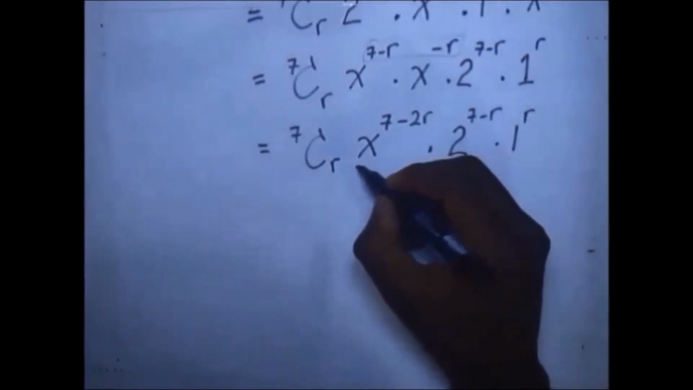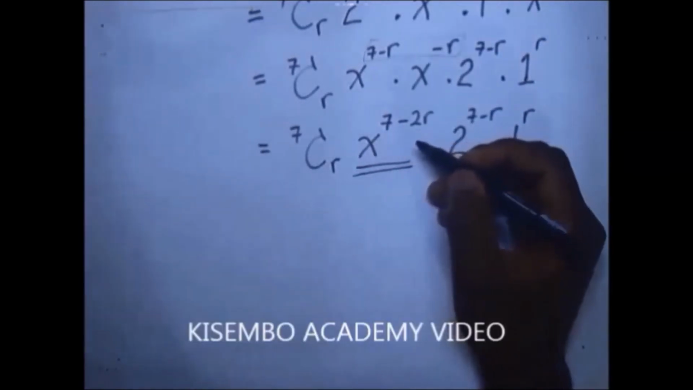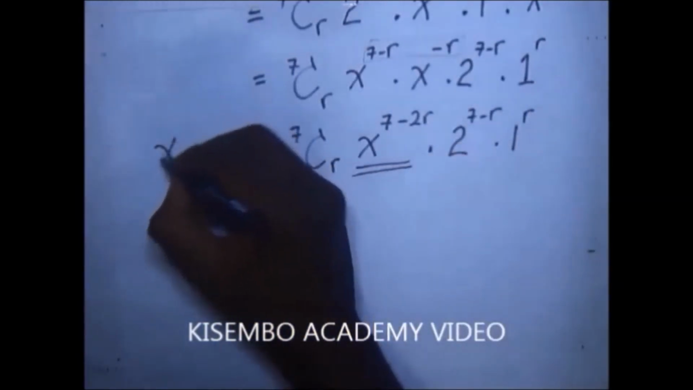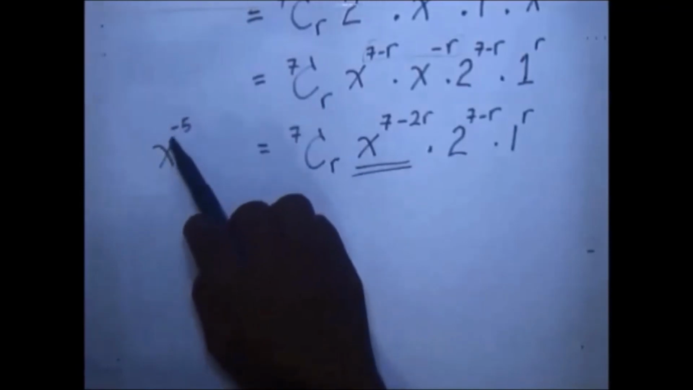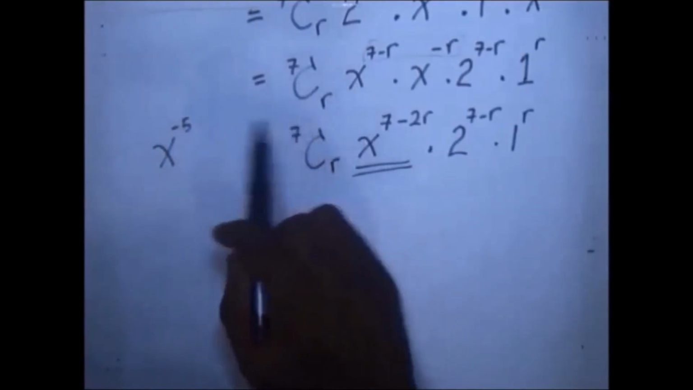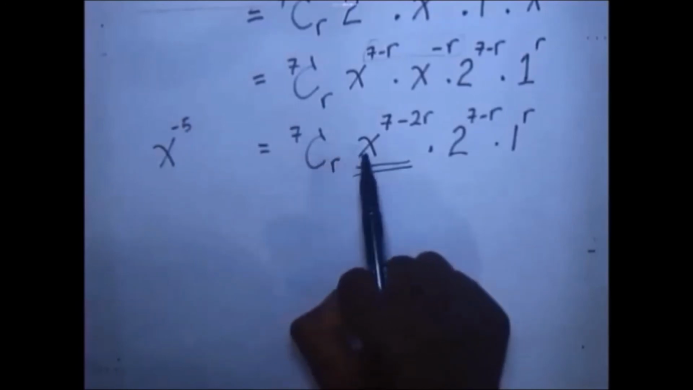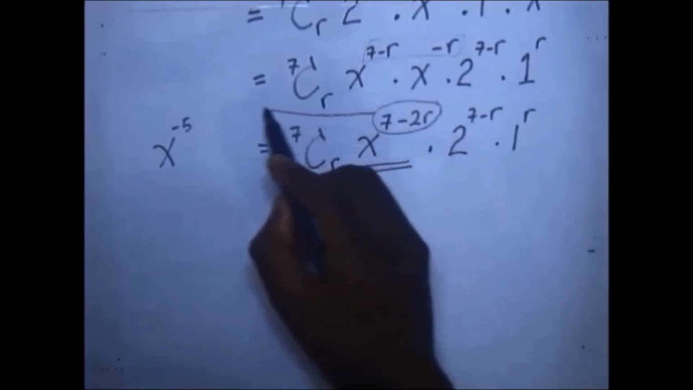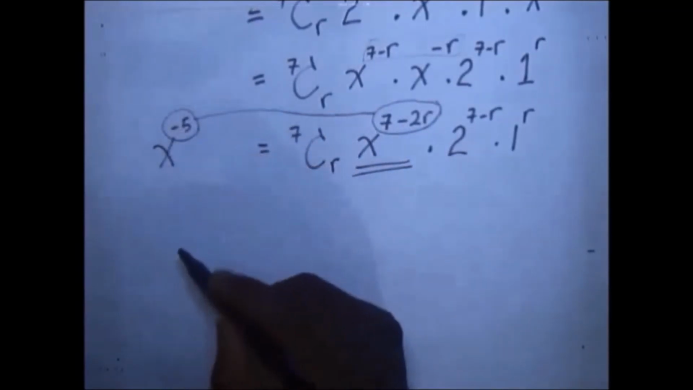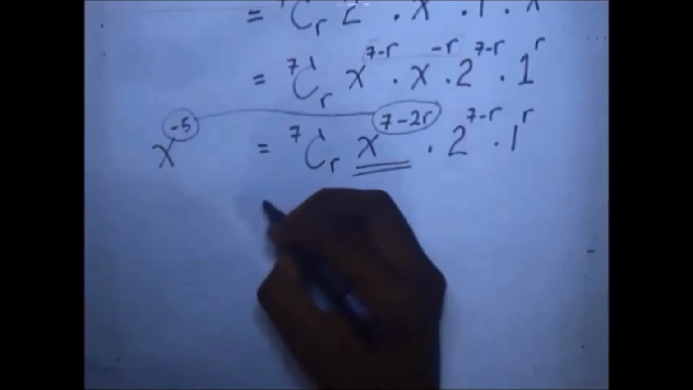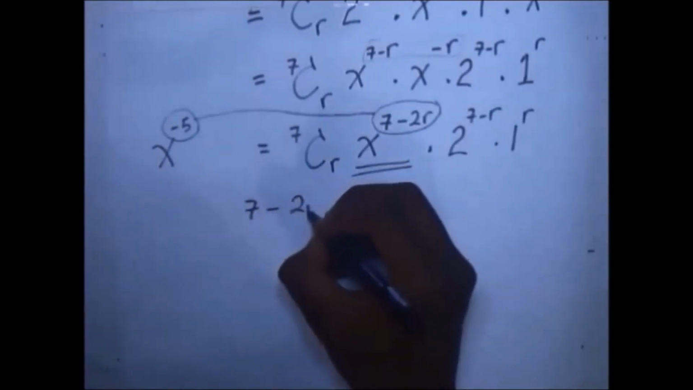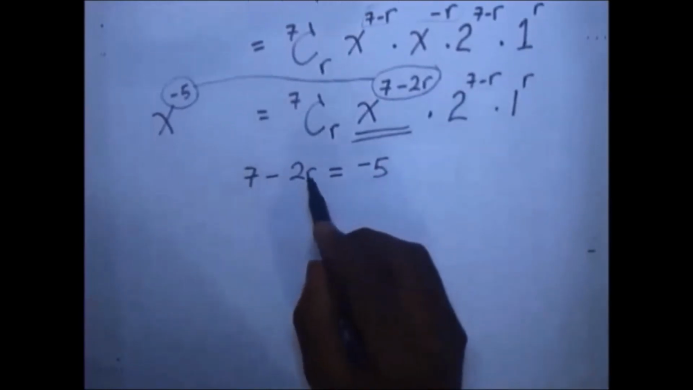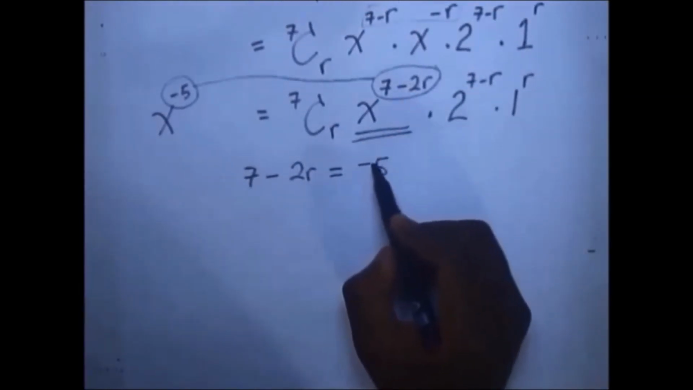So now, after putting x alone, they're asking us to find the coefficient of x to the power negative 5. That is what is in the question. It means that for us to get the coefficient of x to the power negative 5, this should be equal to negative 5. So to get x to the power negative 5, 7 minus 2r should be equal to negative 5. So we find the value of r for which this whole thing is negative 5.